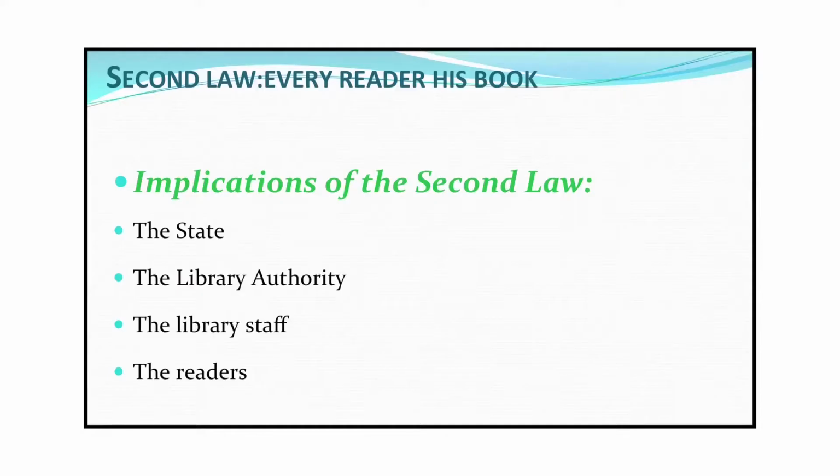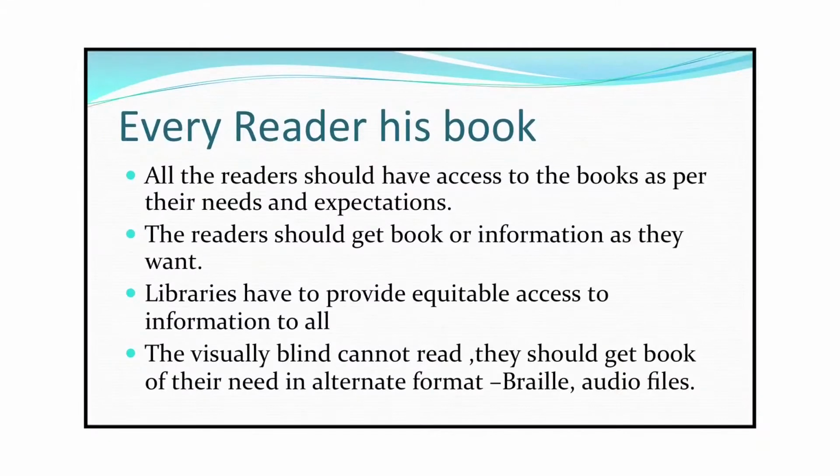Now we will talk about the second law, which is every reader his book. Implications of the second law: the state, library authority, library staff, the readers. The second law stresses that all the readers should have access to the books as per their needs and expectations. They should get books or information as per their need.